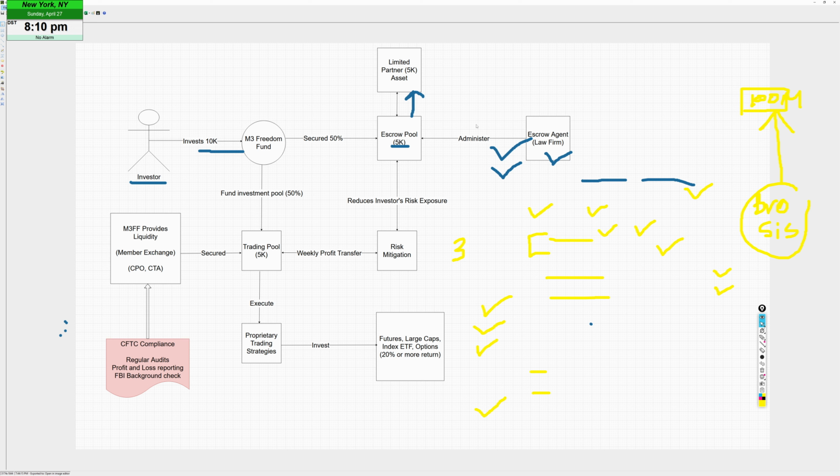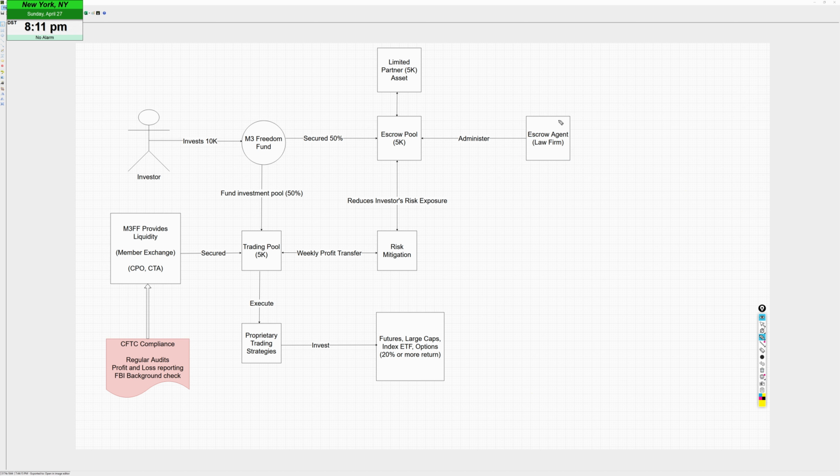Okay, so now that we understand how this escrow pool works, who can deposit and who can withdraw, who administers this escrow pool? We don't administer this escrow pool. We have a law firm that is the escrow agent. So what do they administer? Every quarter, every 3 months, we're going to withdraw and pay everybody. We're going to withdraw and pay you.